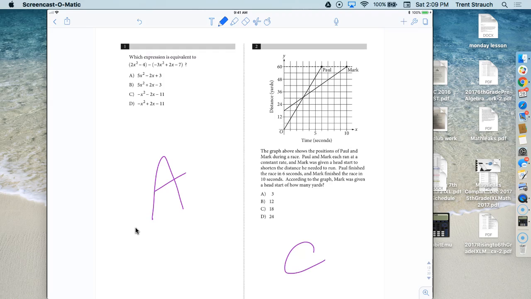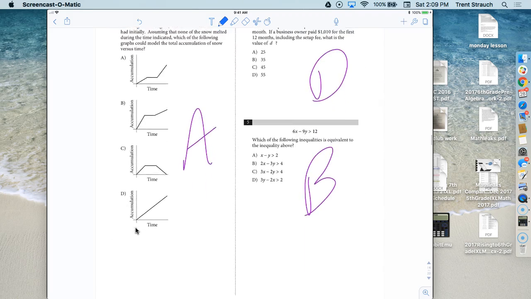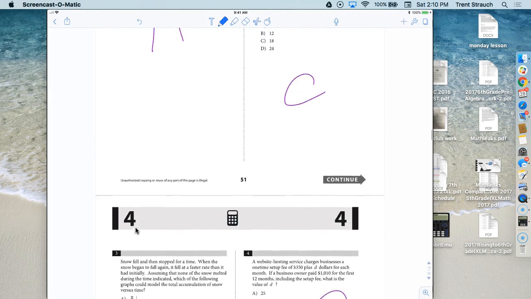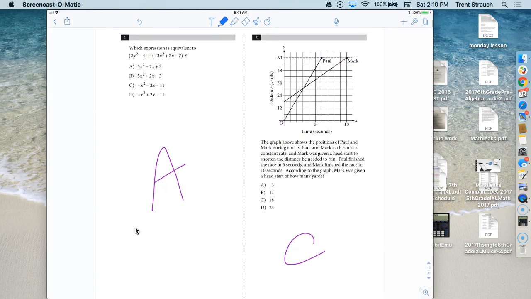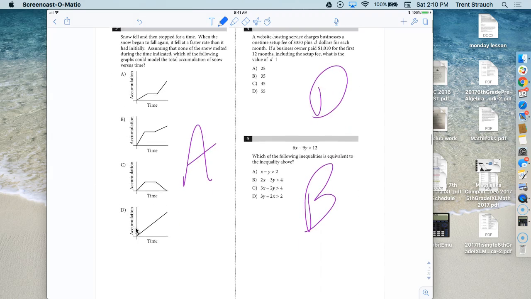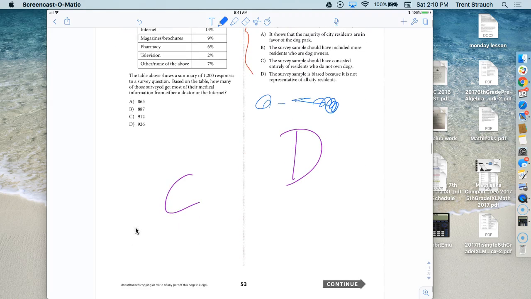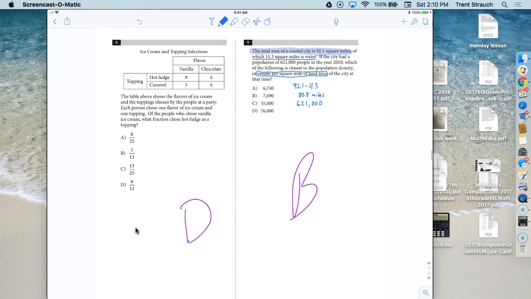All right. So number 1 was A. Number 2 is C. 3 is A. 4 is D. 5 is B. So far, so good? All right. A, C, good. And then A, D, B. And then we had C, D. And then 8, D, 9, B.